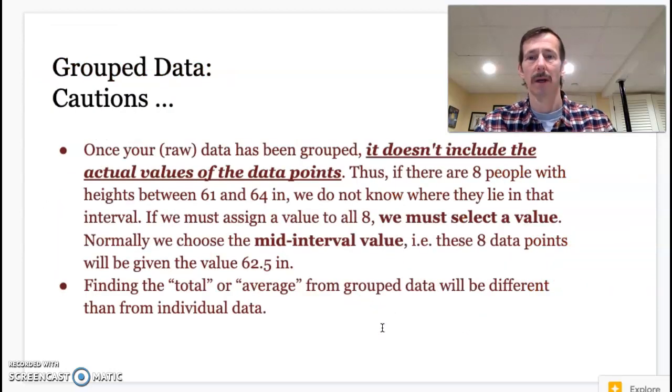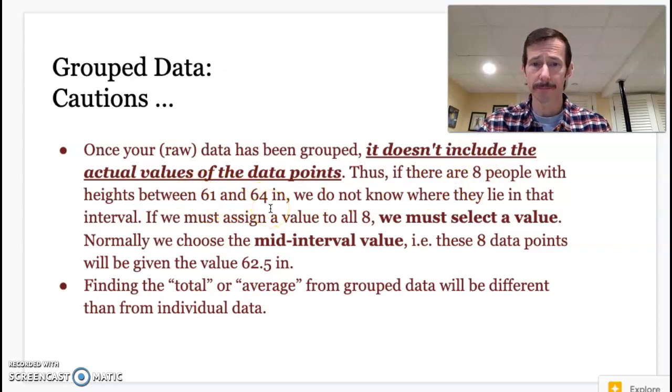All right, so here's the problem with group data. If you don't have the individual data and you only have the group data, in our particular table we had 8 people between 61 and 64 inches. I have no idea how tall those 8 people are other than that they're between those two values. They could all be 64 inches. They could all be 61.5 inches. Half of them could be 62, half of them could be 63. I don't know. So since we don't know, we use the mid-interval value as the height of those 8 people. We're averaging them out. So I would consider those 8 people 62.5 inches tall.